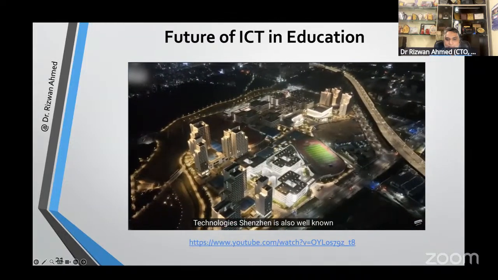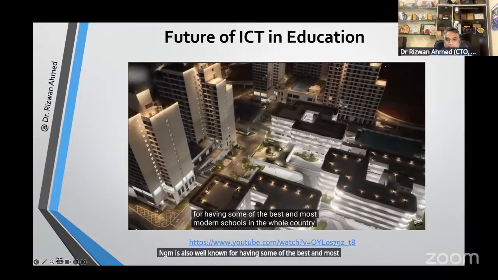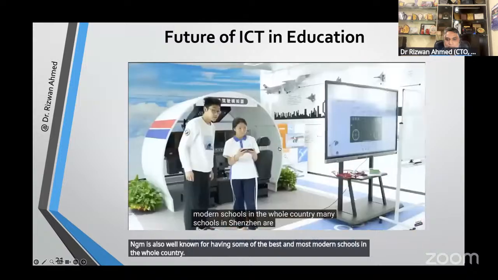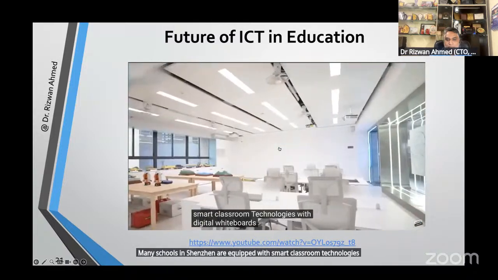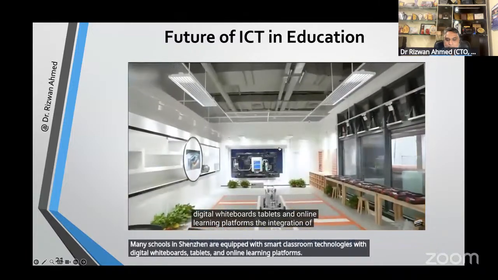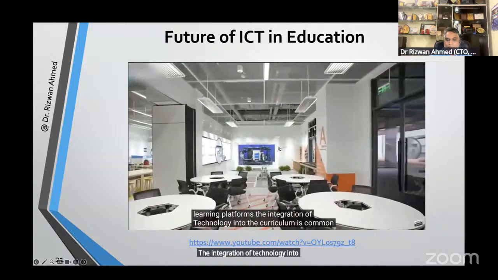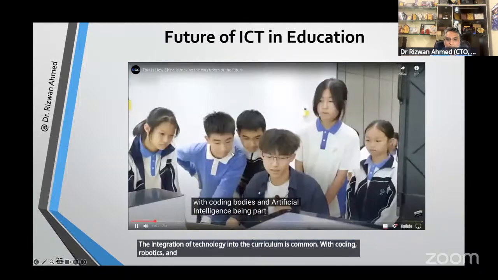Shenzhen is also well known for having some of the best and most modern schools in the whole country. Many schools in Shenzhen are equipped with smart classroom technologies, with digital whiteboards, tablets, and online learning platforms. The integration of technology into the curriculum is common, with coding, robotics, and artificial intelligence being part of the learning experience.